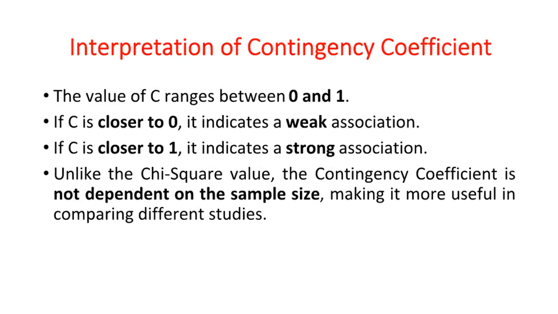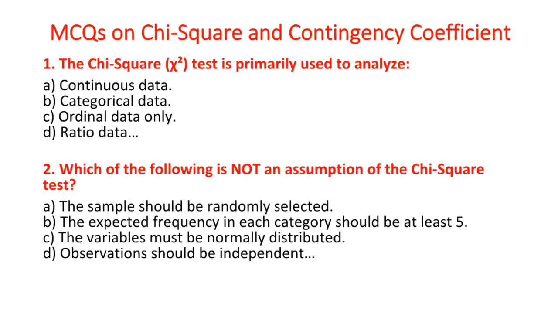Interpretation of contingency coefficient. The value of C ranges between 0 and 1. If C is closer to 0, it indicates a weak association. If C is closer to 1, it indicates a strong association. Unlike the chi-square value, the contingency coefficient is not dependent on the sample size, making it more useful in comparing different studies. Let us solve some important MCQs from the topic.